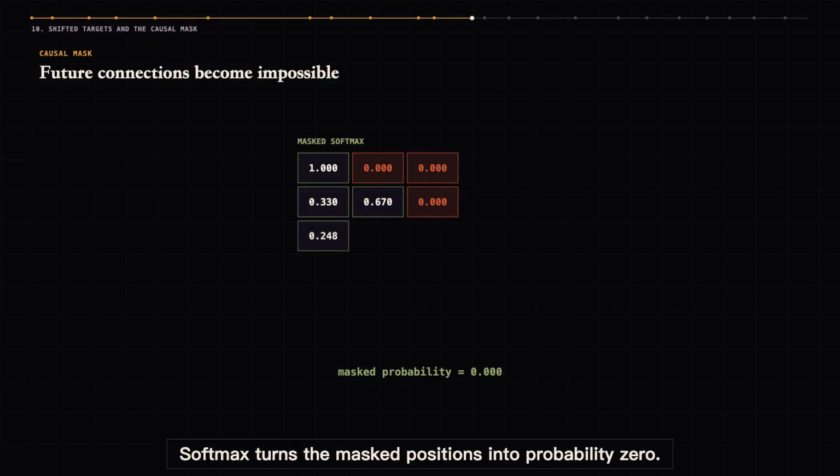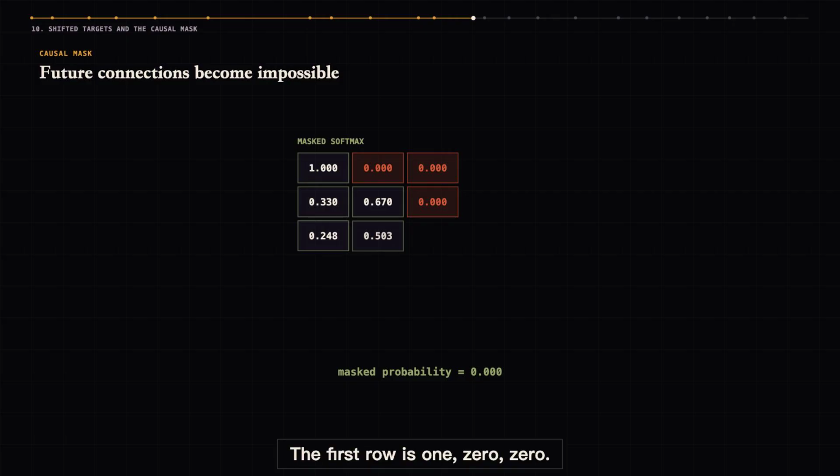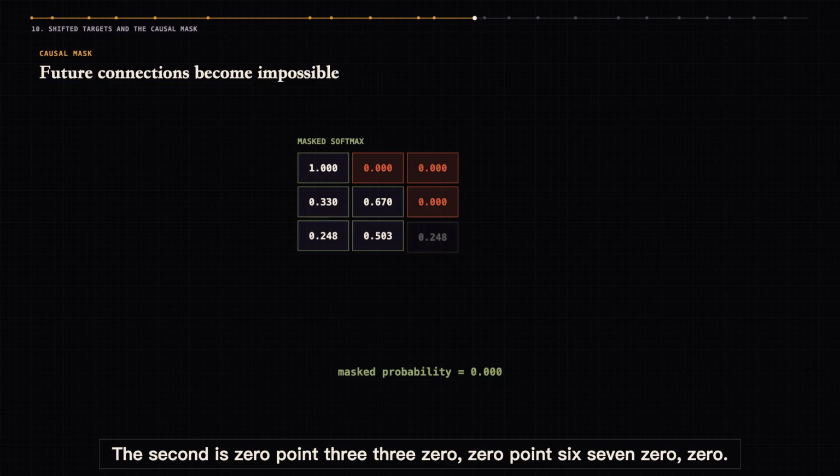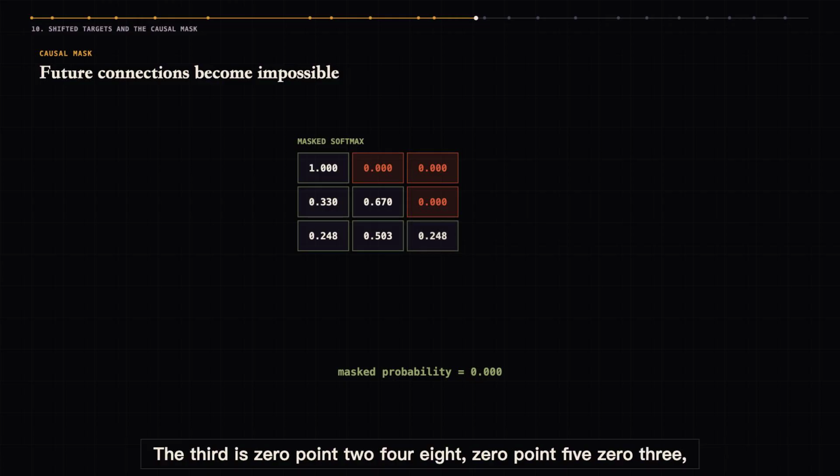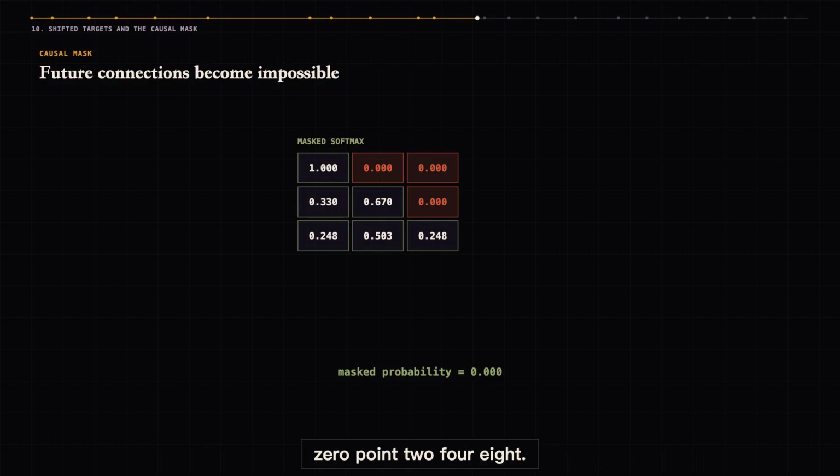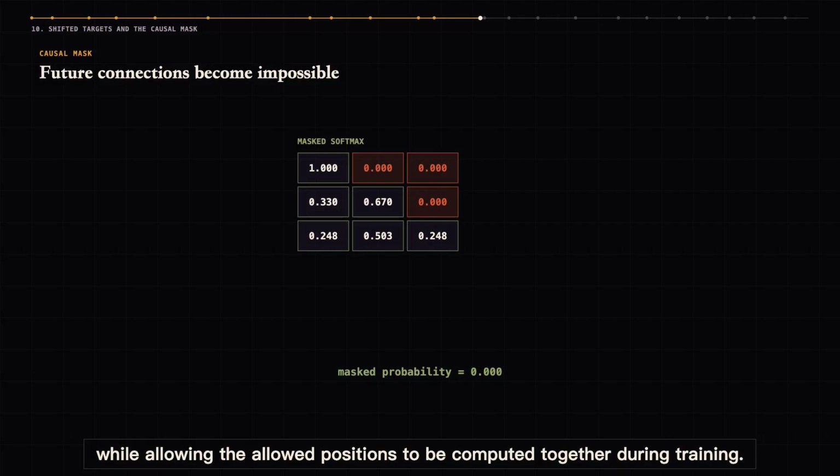Softmax turns the masked positions into probability 0. The resulting weights are approximately: the first row is 1, 0, 0. The second is 0.330, 0.670, 0. The third is 0.248, 0.503, 0.248. The first position can use only itself. The second can use the first two positions. The third can use all three. This triangular mask preserves the autoregressive rule while allowing the allowed positions to be computed together during training.